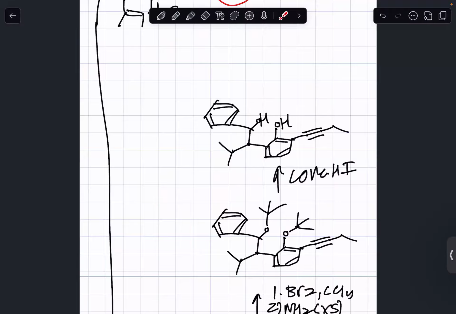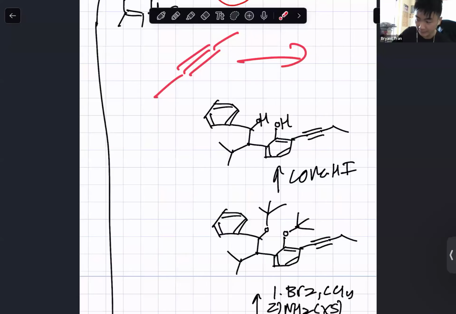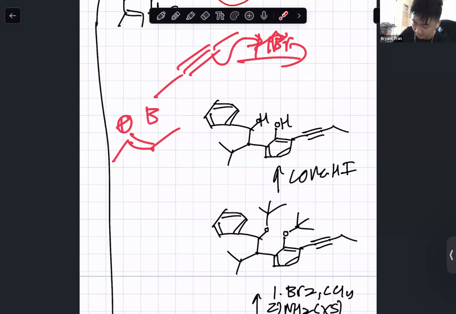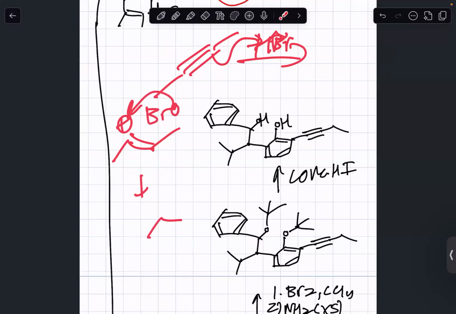I don't know. So if we think about this, let's say a terminal alkyne like this right here, we react it with, let's say, HBr, right? The alkyne will get protonated by the HBr, giving this carbocation on that position, and then Br- attacks it, and that becomes this right here, right?